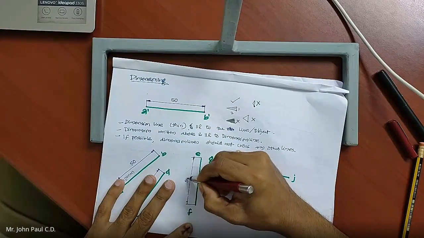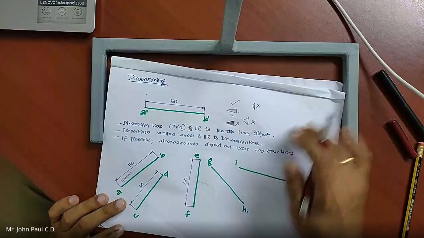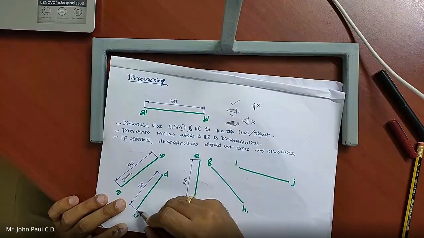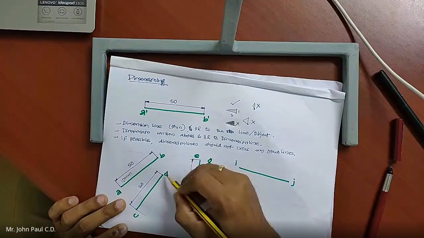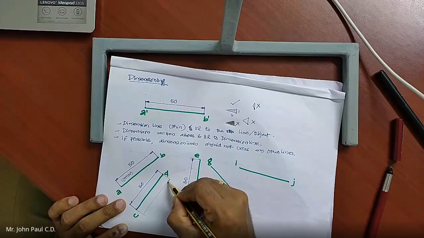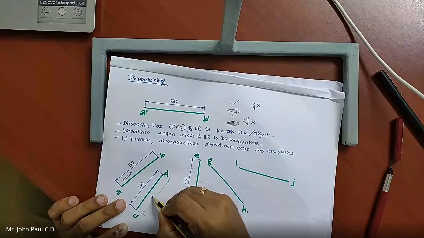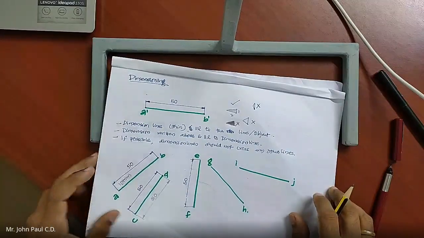I'll mark the dimension here. No problem. Or even for this dimension, I can mark the dimension on this side also. That is also possible. I will mark that with the pencil. This is also correct. This is also correct. No problem.